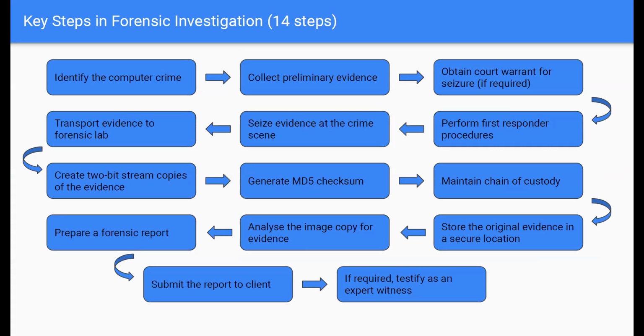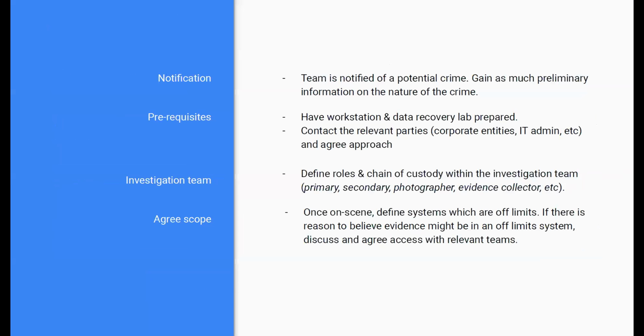Identifying the computer crime. How would you know that a computer crime has been committed? If you're the person whose system is being affected, then obviously you would know that way. But that would also mean that you would have to be the investigator. That may not necessarily be the case all the time. So somebody else within your organization has reported a crime, so your team is notified of the potential crime.